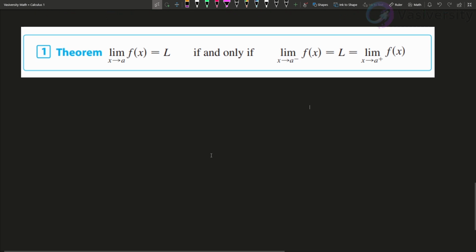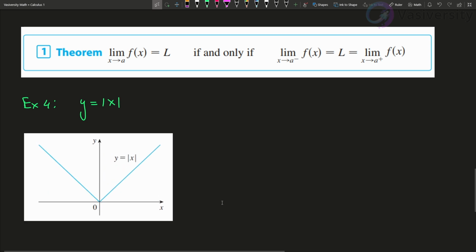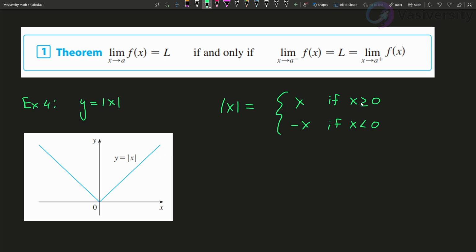Let's take a look at one example here. So example 4. A very common function would be y equals the absolute value of x, right? So if we graph that function, it looks like a wedge. So now we know that the absolute value of x is equal to negative x if x is less than 0, and it's positive x if x is greater than or equal to 0. Okay, so if we take the limit as x approaches 0 from the right of the absolute value of x.